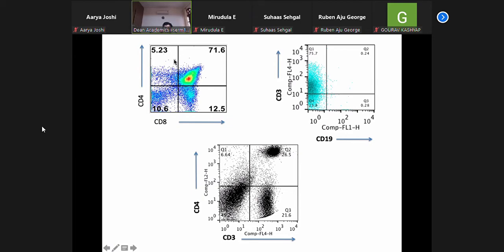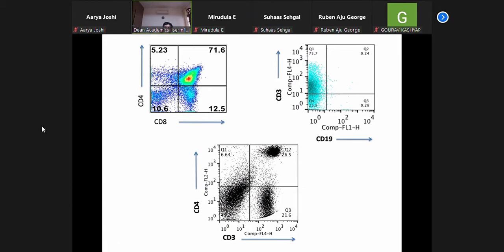Okay, which is close to 5%. And in this quadrant, you have almost 70% of these cells which are double positive. So they express both CD8 and CD4. Right. Based on the staining characteristics, you can define these populations as positive for one marker or negative for one marker.